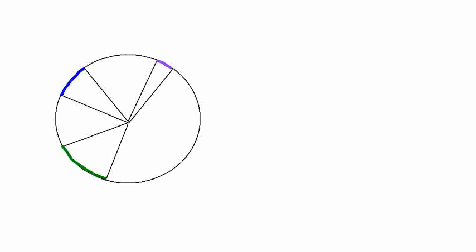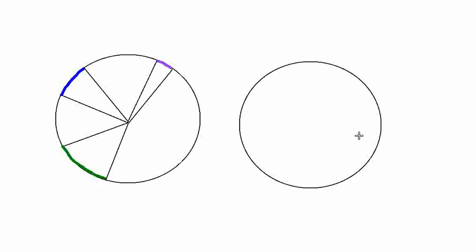Now, what if you wanted to compare two arcs with respect to two circles? Well, you can do that. If the arcs are congruent, then the circles will be congruent. And we know that circles are congruent if the radii of the two circles are congruent.